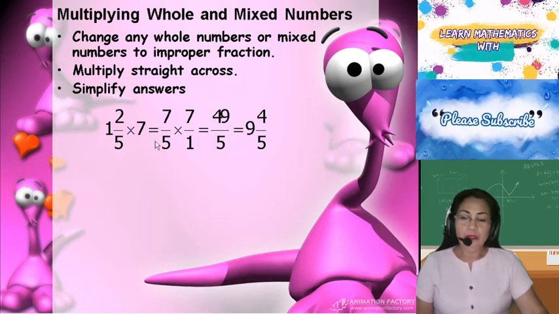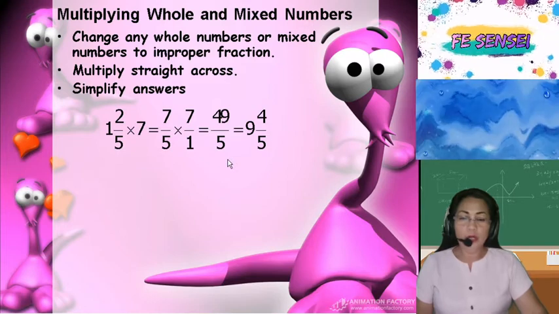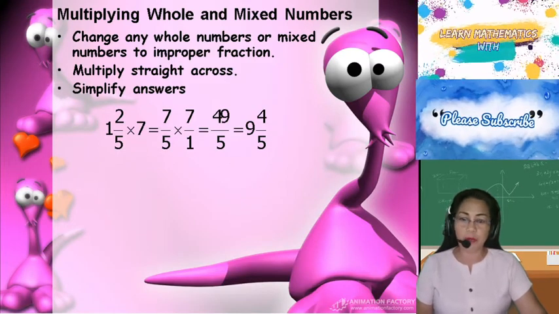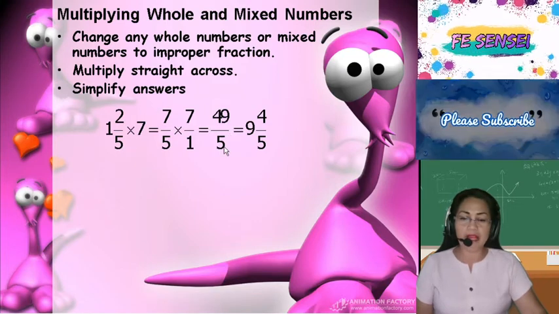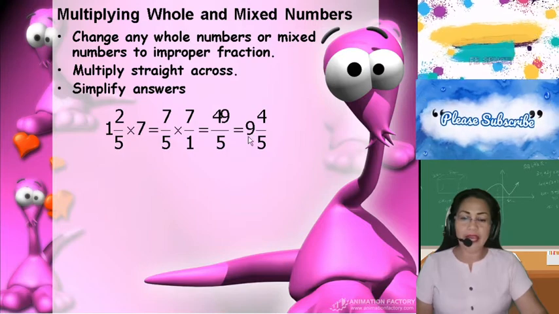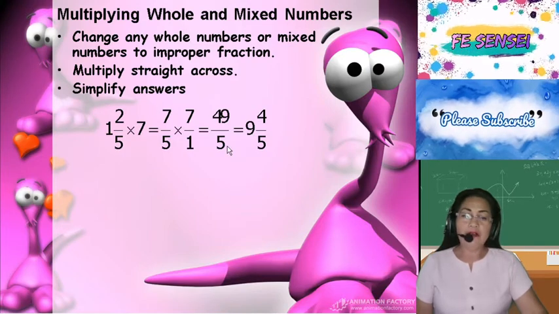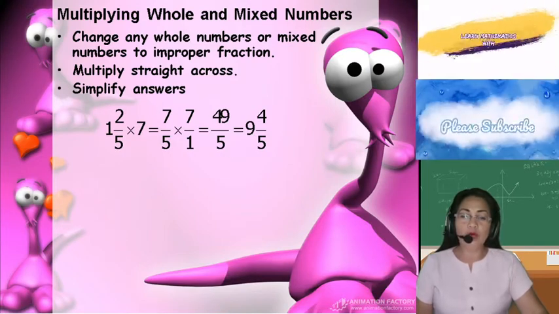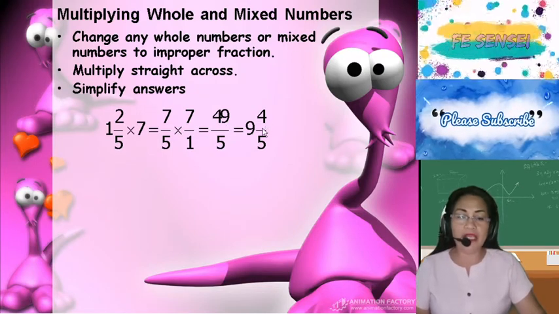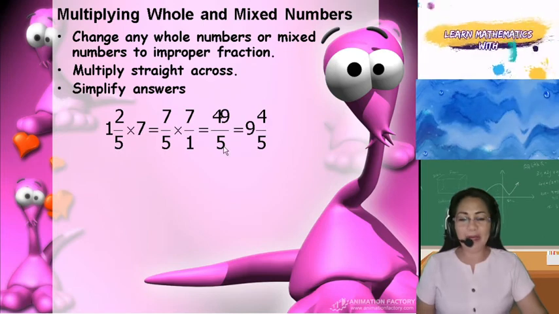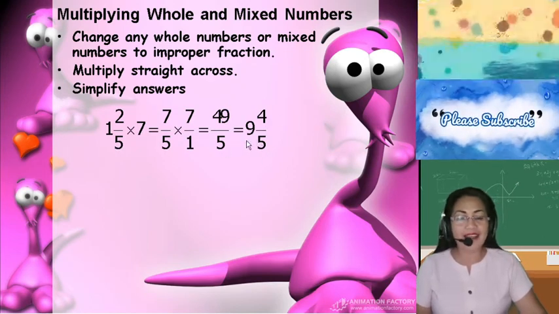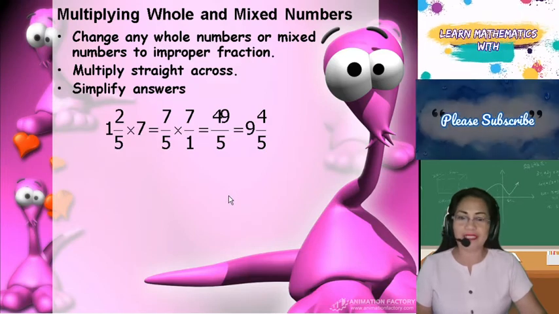So, to have a final answer, we're going to change this improper fraction into a mixed number. 49 divided by 5 is 9, and 9 times 5 is 45. So 49 minus 45, we have a remainder 4. Then copy the denominator 5. So our final answer is 9 and 4/5.